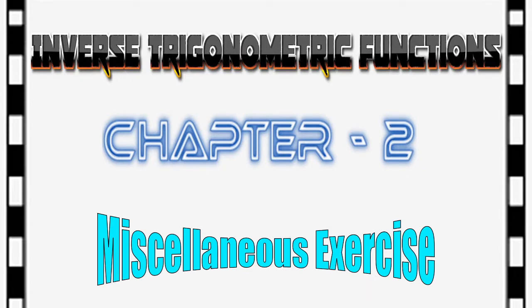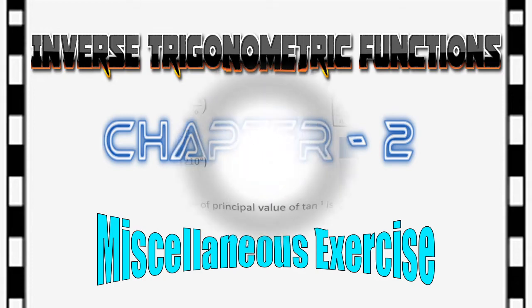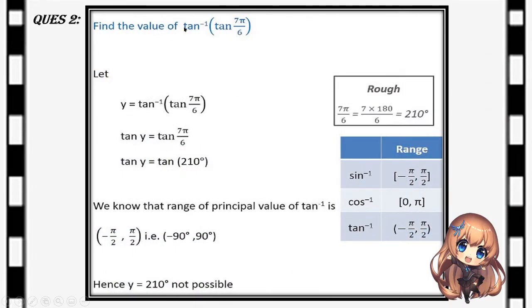So, we were doing chapter number 2, inverse trigonometric functions, in which we have already talked about principal value branches. We have seen graphs of all ITF. We have learned the properties and then we used those properties for solving the questions. Now, going forward, let's discuss few questions of miscellaneous exercise. Let's start with question number 2.